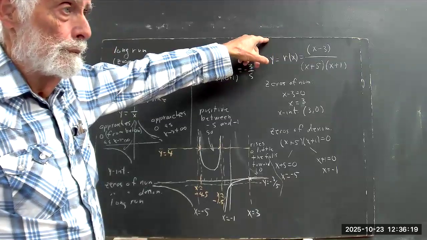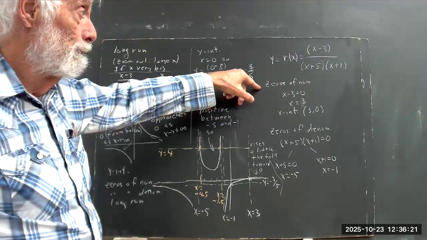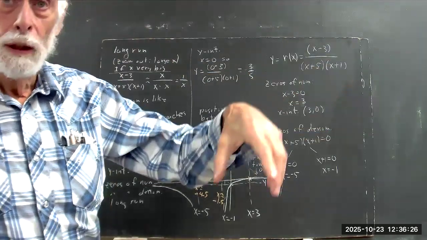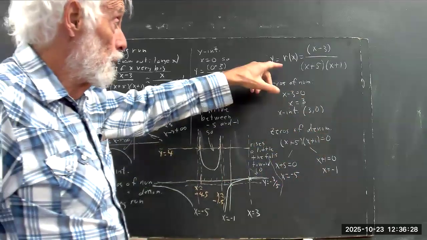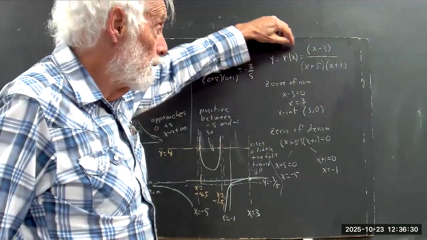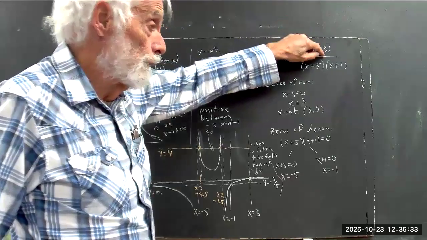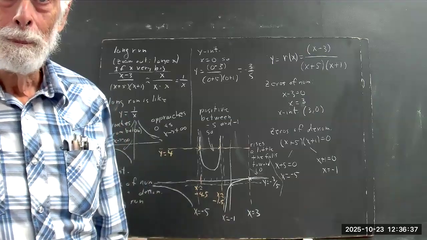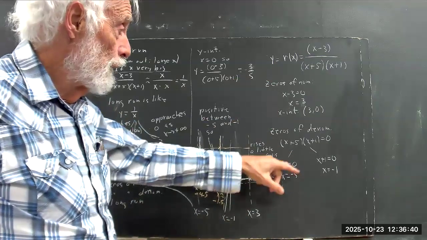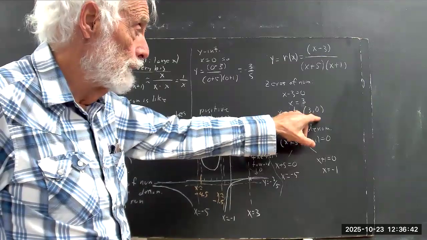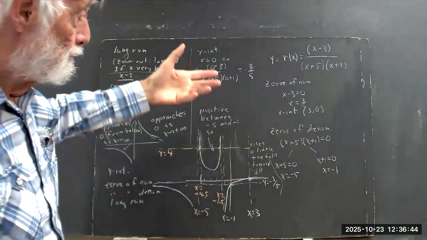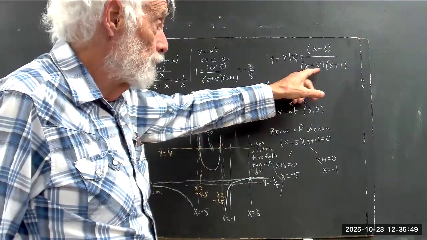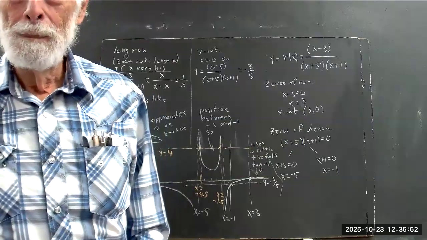To graph it, we find the zeros, which give us the x-intercepts. The x-intercepts occur when y equals 0, right? So we set this equal to 0, and the only way we're going to get 0 is if x minus 3 equals 0, which is when x equals 3. So we solve that, and the x-intercept is at (3, 0). Zeros of the denominator are at x equals -5 and x equals -1.